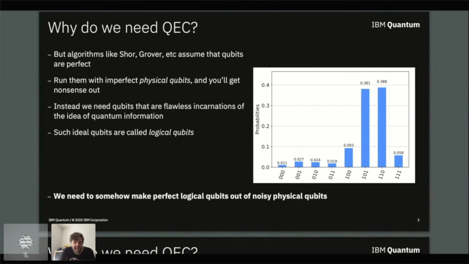These perfect things really are described by the exact mathematics that you've been learning over the past few days. But what we have is a noisy version of that. So we need this flawless incarnation of the idea of quantum information, a perfect qubit. We call these logical qubits, but what we have are physical qubits. So what do we do in this regard?